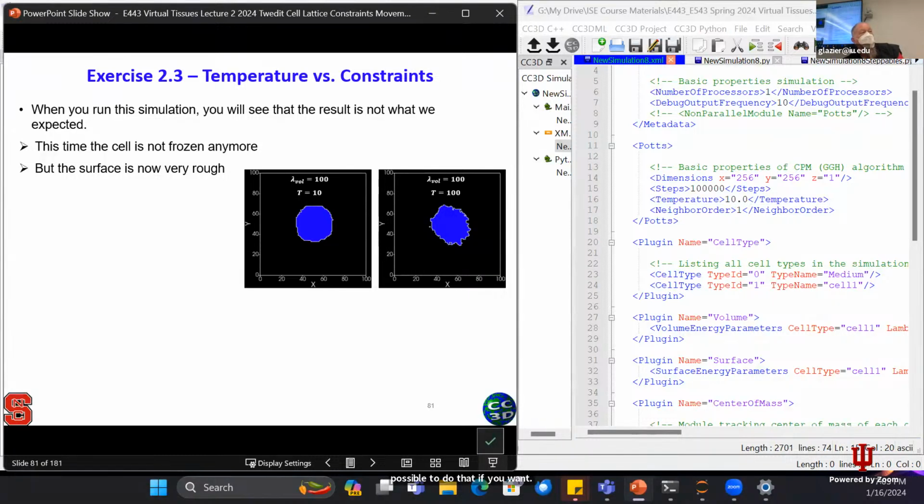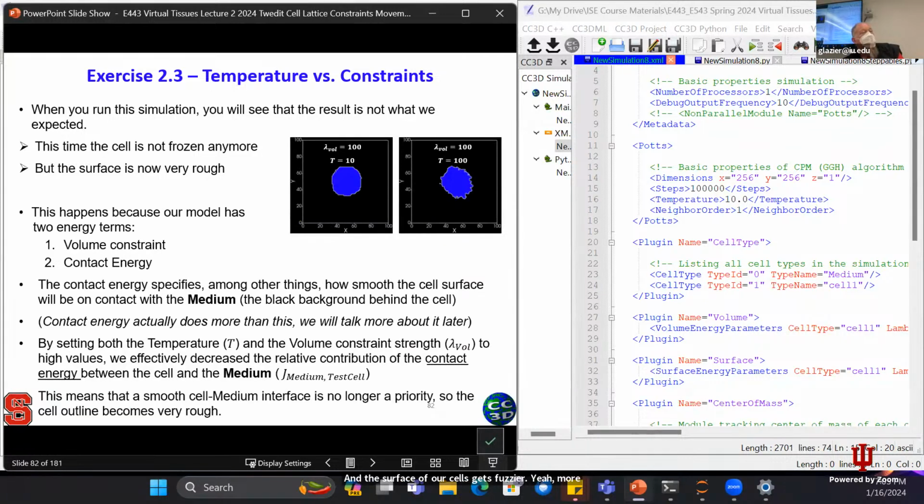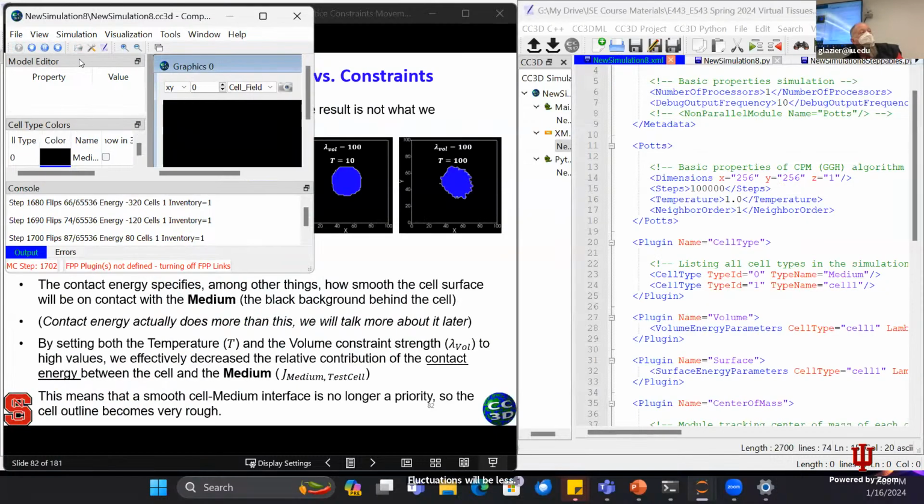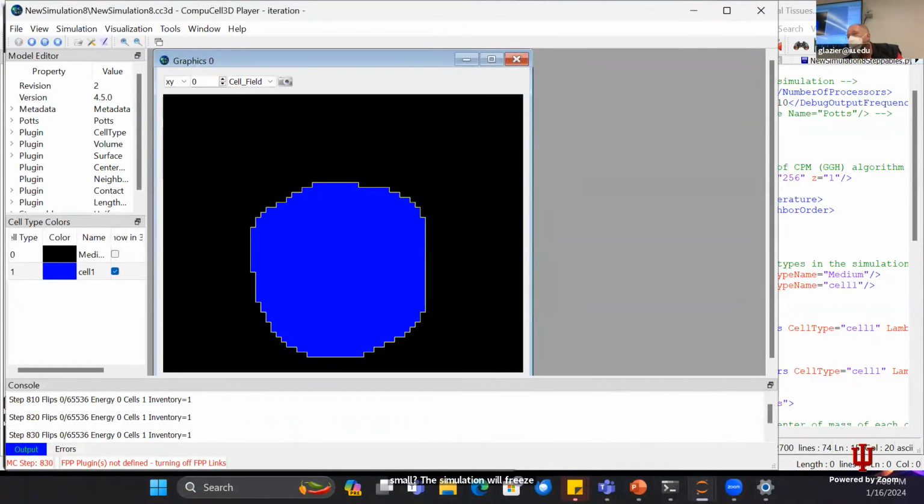So here you see we've taken the temperature, we've increased the fluctuation amplitude, and the surface of our cells gets fuzzier, get more fluctuations. If we go the other direction and we make that fluctuation amplitude too small, let's try it, make that fluctuation amplitude 1, what happens? Fluctuations will be less. If we make fluctuations too small, the simulation will freeze, and we won't get any movement at all.